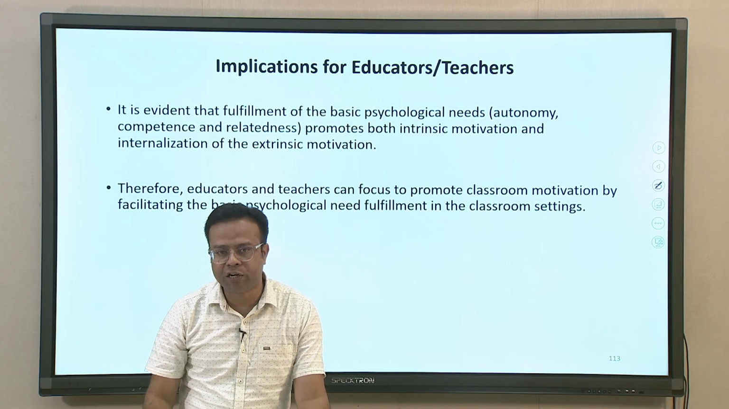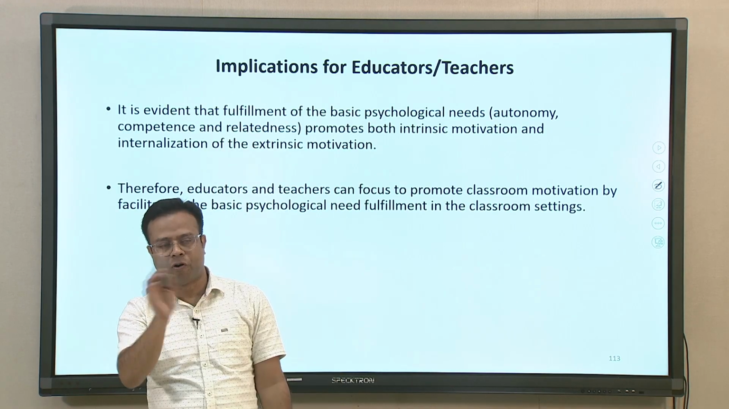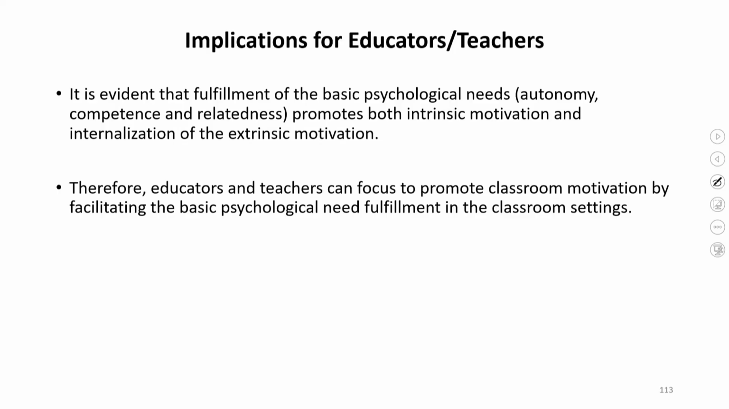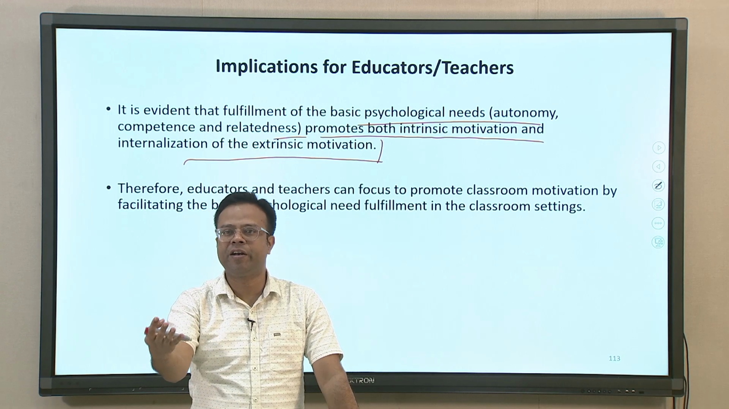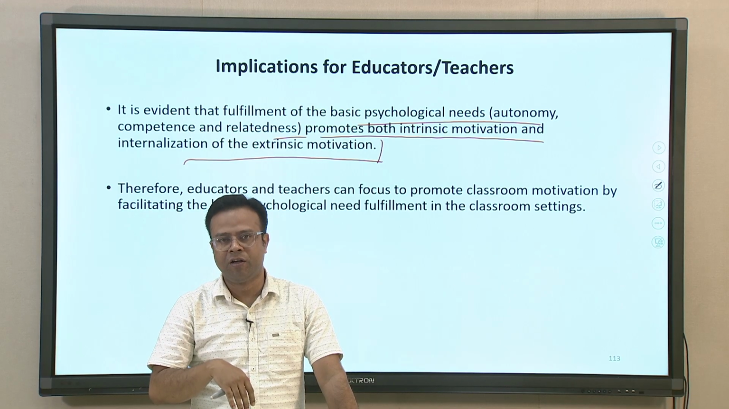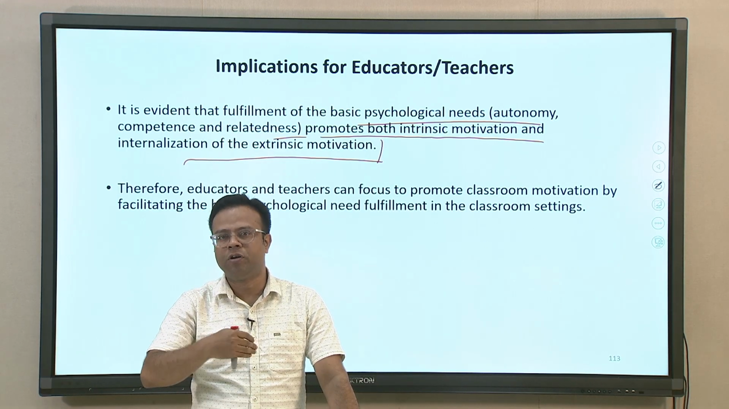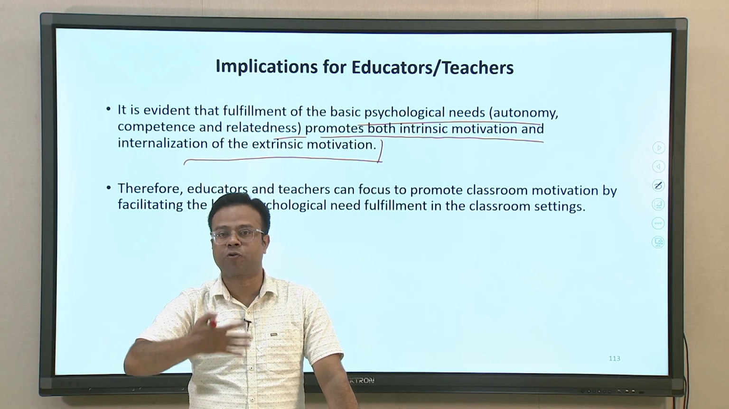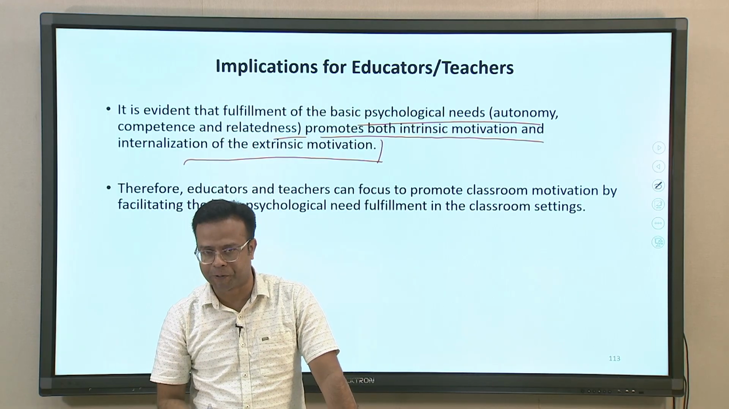So, what is the implication for educators and teachers of all these concepts? It is very evident that fulfillment of the basic psychological needs like autonomy, competence and relatedness promotes both intrinsic motivation and internalization of extrinsic motivation, and both are equally good enough. So, there is no harm in doing things for extrinsic motivation, but if you can internalize them more, your motivation level will be much higher, your outcomes will be much better, your engagement will be much better.